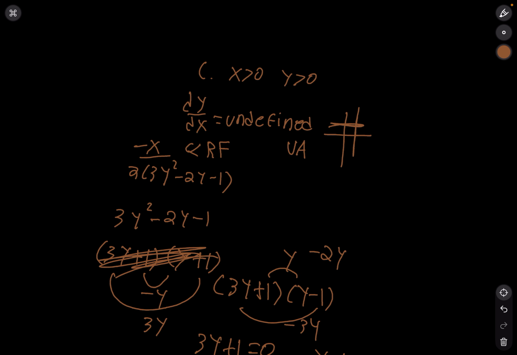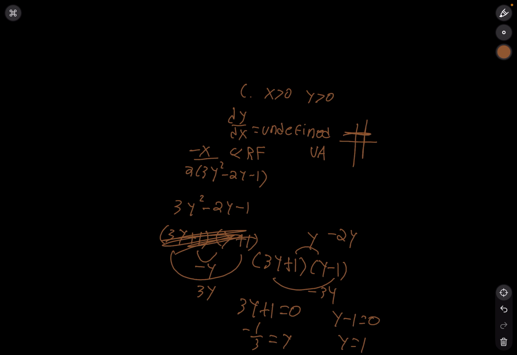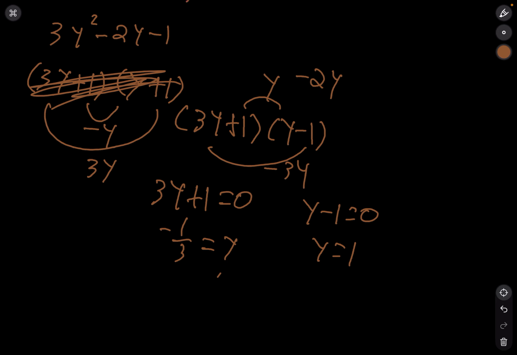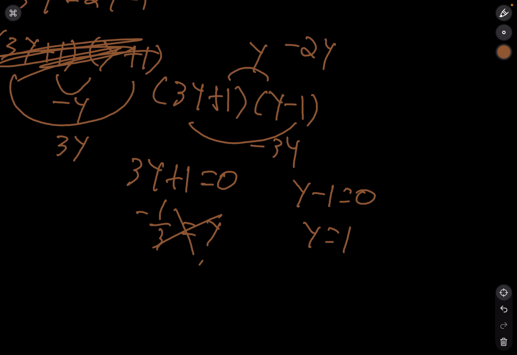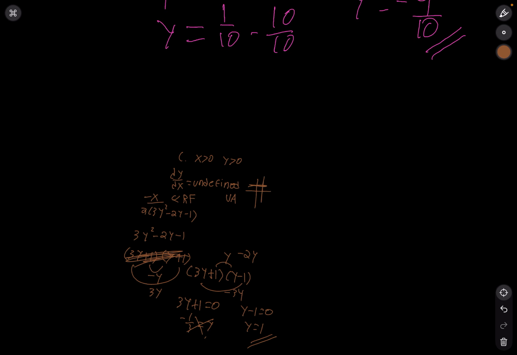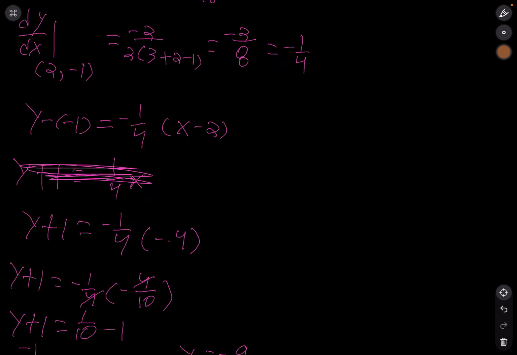Now, the important thing to remember is that the question asks us for anything that is positive for x and that is positive for y. And so you can immediately just eliminate negative 1/3 because it's not positive. The question explicitly said that it has to be anything that is over 0. So y has to be greater than 0. And so the only solution that's left for us is y equals 1.